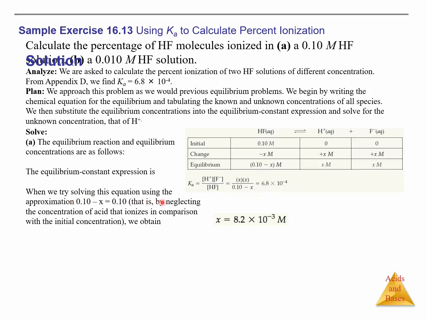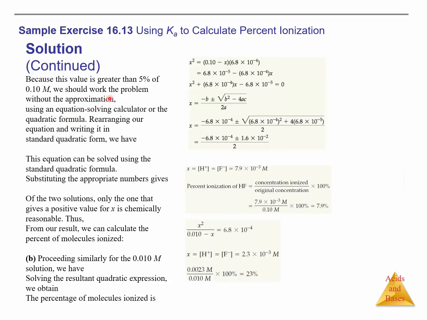We try solving this equation using the approximation, that is, by neglecting the concentration of acid that ionizes. We obtain that x equals this value, x being the concentration of H+. Because this value is greater than 5% of 0.1 molar, we should work the problem without the approximation, using an equation solving calculator or the quadratic formula.